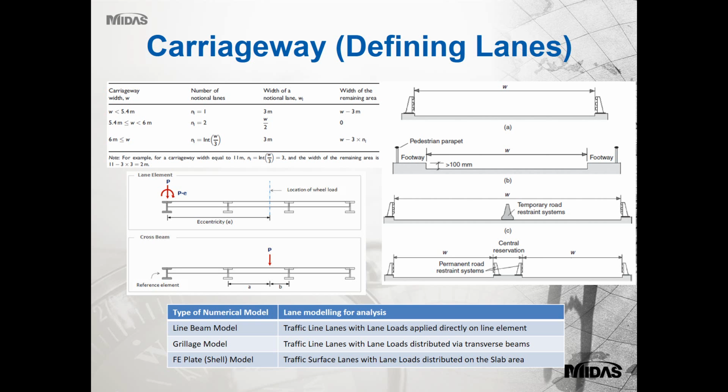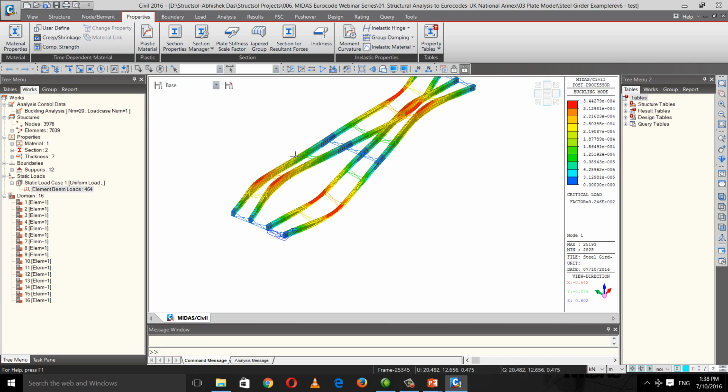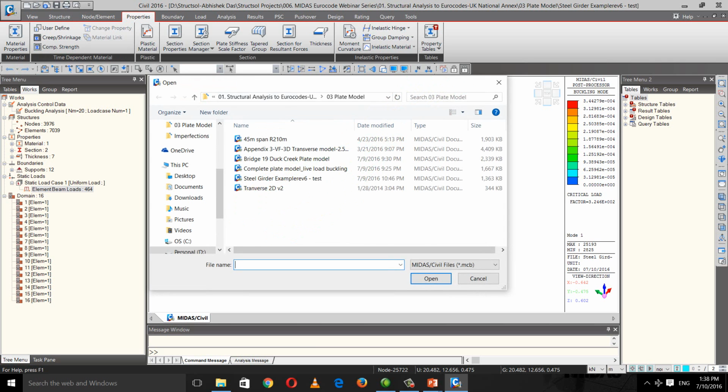First is, if you have a line beam model, you can put an eccentricity to the center of the line beam and apply the live lane. Similarly, in a grillage model, you can have the live load distributed via the transverse beams, transverse grillage members, and then finally we have plate elements, where you can define the actual width of the lane and distribute the load as a distributed pressure load. Okay. So I'm going to quickly cover this part on how to define live loads.